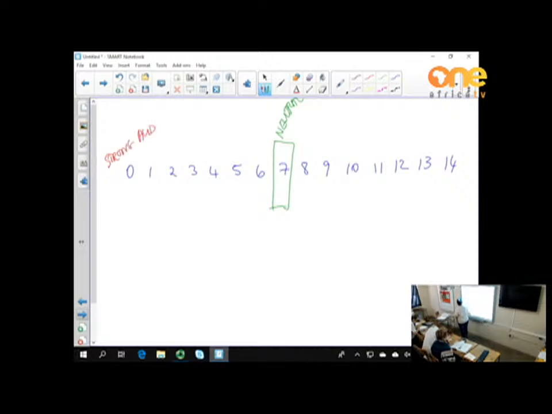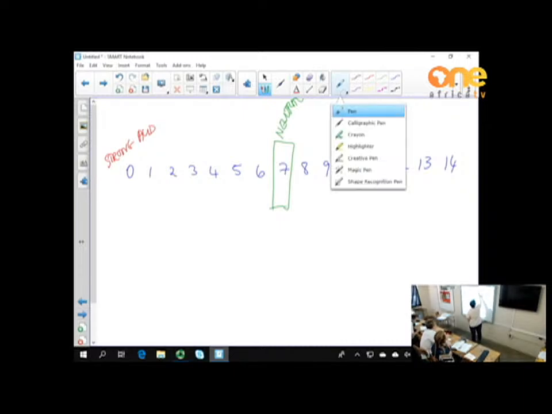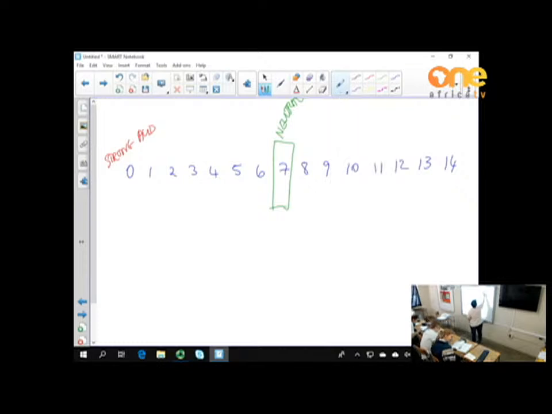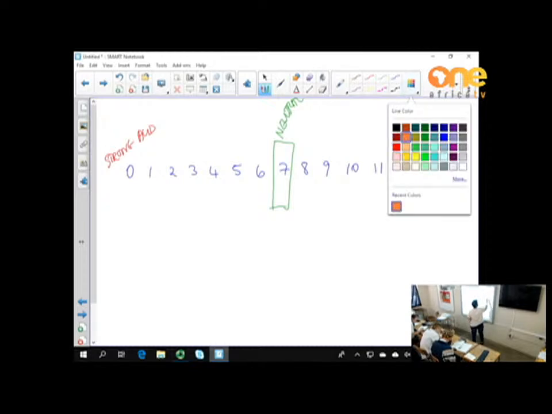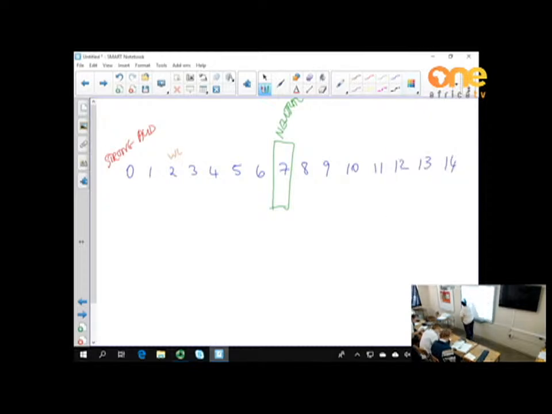Acid. Where do I get the colors? Red. All right. Strong acid. As we increase the pH to 3, we get weaker acids, and then 5, 6 will be very weak acids.